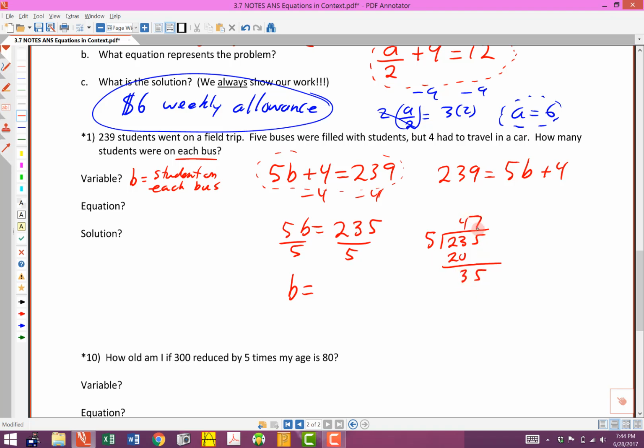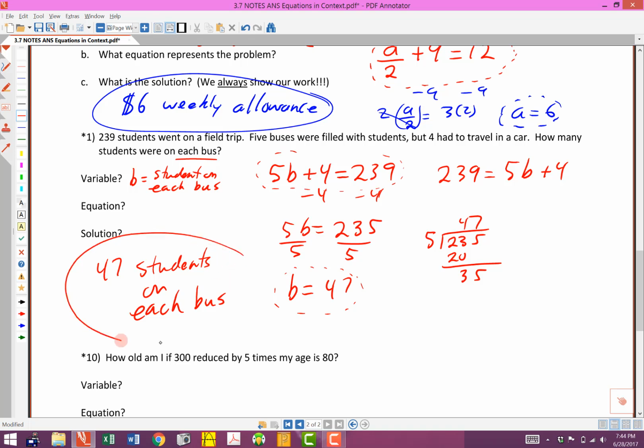35 left over goes in 7 times, so b equals 47. So this is the answer to the equation, but now we want the solution, the answer to the question, right? How many students were on each bus? So 47 students on each bus. So there's the answer to the problem, the answer to the question.